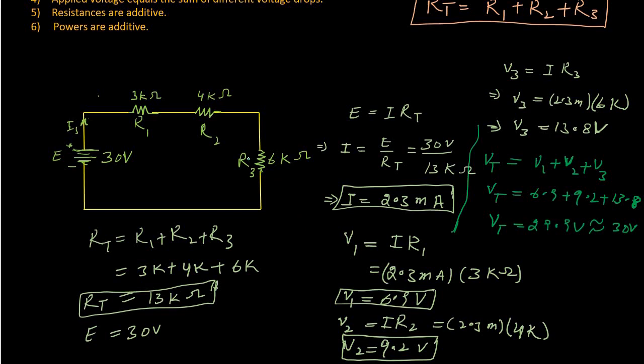And we already discussed that for a higher resistance the voltage drop is high. The third resistor has a higher value, so the voltage drop across the third resistor is high, which is 13.8 volts. For a lower resistance value the voltage drop would be lower, which is 6.9 volts.